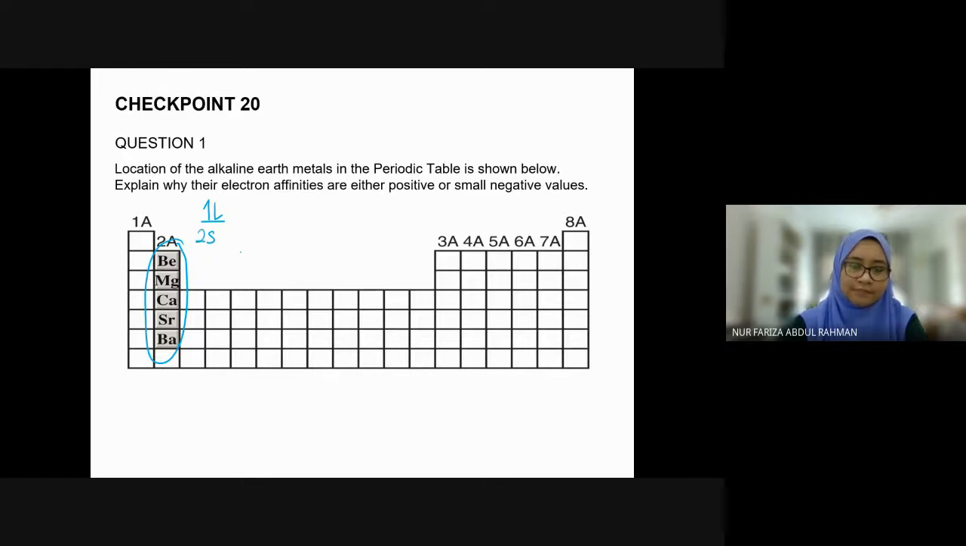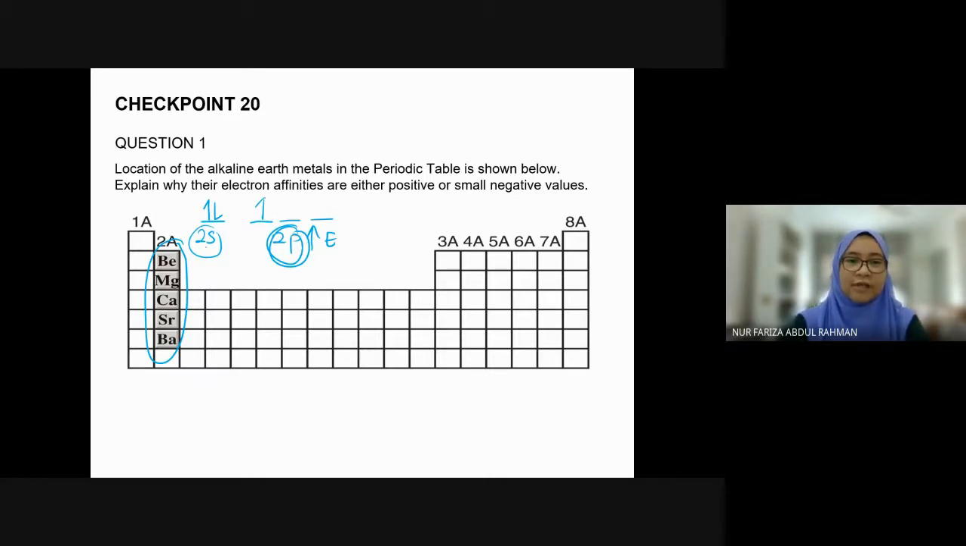Katakanlah this is 2s. Okay, so dia kena masuk dekat 2p. Remember, 2p has higher energy than 2s. So bila elektron nak kena masuk pada new sub-level having higher energy, this 2p has higher energy. The orbital has higher energy. So nak letakkan elektron dalam orbital having higher energy ni, you would require energy rather than releasing the energy.